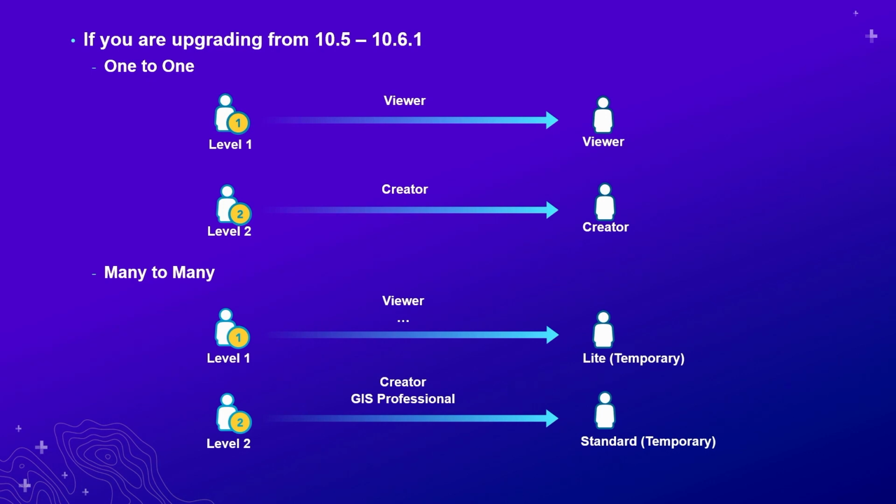So if you're sitting in a version between 10.5 and 10.6.1 and you're upgrading to 10.7 or beyond, say you have a license file that has one compatible user type with level 1 and one compatible user type with level 2, they will come over as that user type. So your level 1s might come over as a viewer and your level 2s would come over as a creator. If you have a license file that has multiple user types compatible with level 1 and multiple user types compatible with level 2, your level 1s are going to come over into what's called a light temporary user type, and your level 2s will come over into a standard temporary.